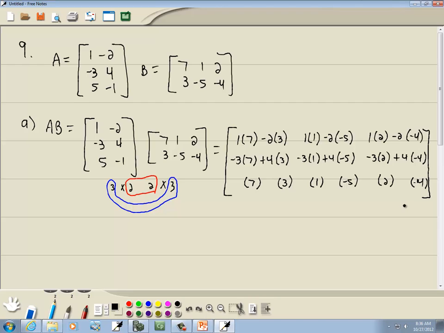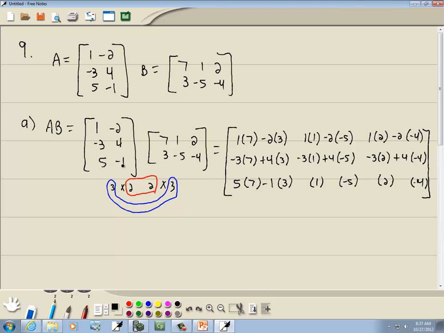It'll be like that. Now notice here we had 1, 1, 1, negative 2, negative 2, negative 2, negative 3, negative 3, negative 3, 4, 4, 4. We're going to see a similar pattern here. But I take this last row times this first column. So 5 times 7, and negative 1 times 3.